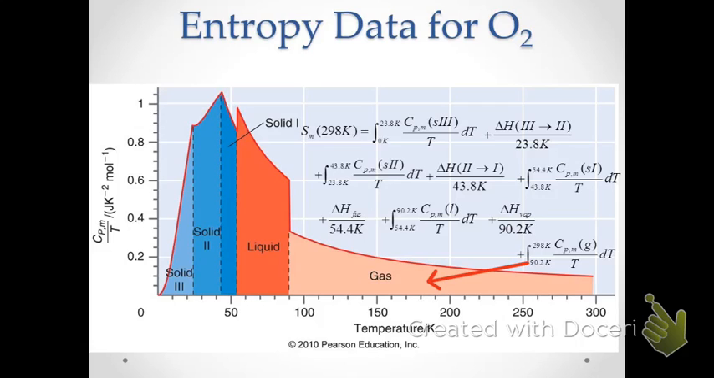So there, when we add all these together, we get the third law entropy value that's tabulated at 298 Kelvin and 1 bar pressure. I didn't mention this, but these data are all collected at 1 bar pressure. So this is the standard third law entropy at 298 Kelvin of 205.2 joules per Kelvin per mole. So that's how we use experimental data to determine the third law entropy value at a specific temperature.